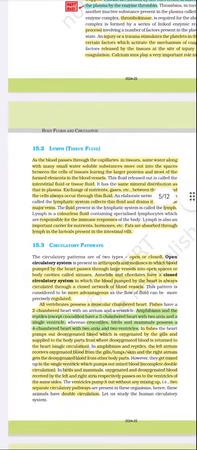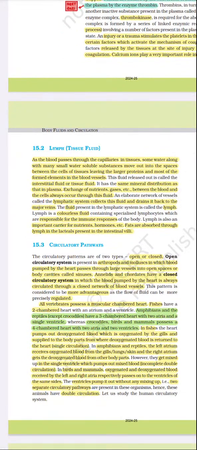Limbs like tissue fluid. As the blood passes through the capillary in tissue, some water along with many small water-soluble substances move out into the spaces between the cells of the tissue, leaving the large proteins and most of the formed elements in the blood vessels. This fluid released out is called interstitial fluid or tissue fluid. It has the same mineral distribution as that in the plasma.